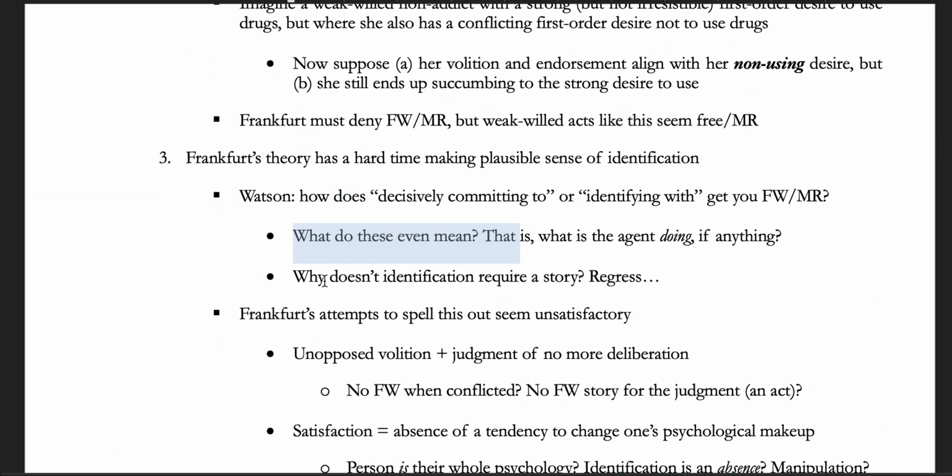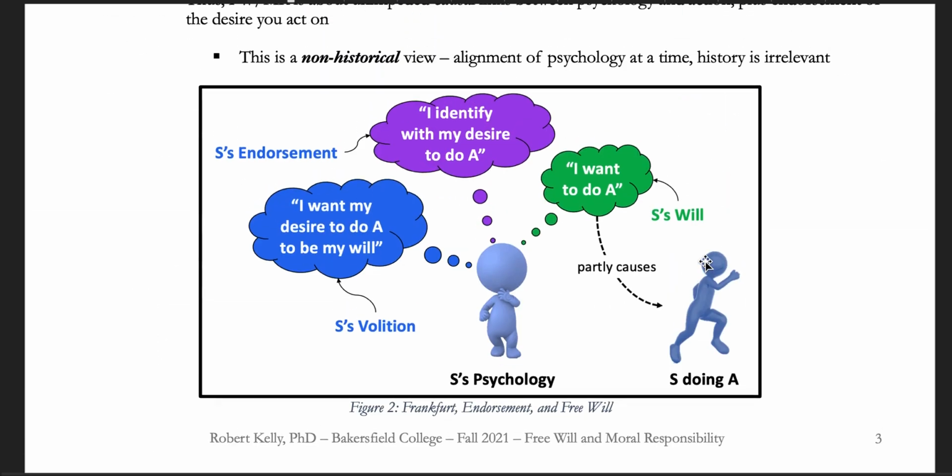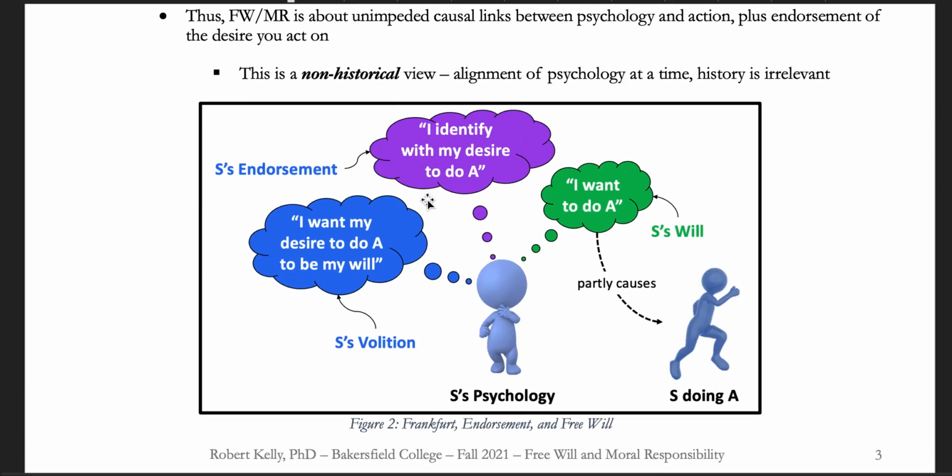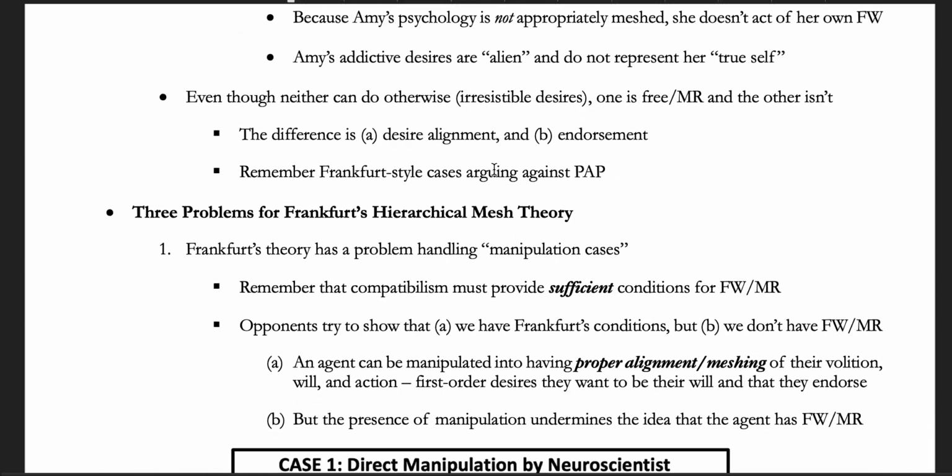And secondly, why doesn't the identification of your desire require a story? Why don't you have to identify with your identification? If you have a desire and that thing causes you to act, Frankfurt thinks, well, that's not enough. You have to desire that you desire that thing to act. You have to have this second order, higher order desire. But also you have to identify with that thing. Well, why don't you have to have another desire that you have all this stuff together and identify with that desire? And where does the endorsement come from?